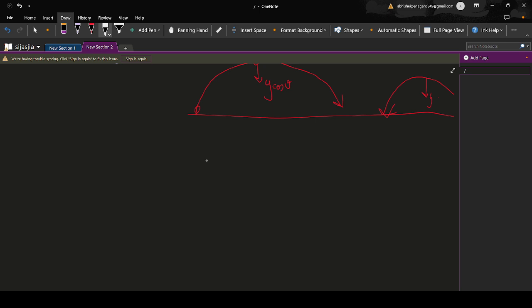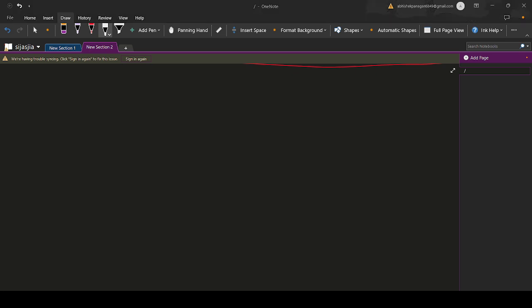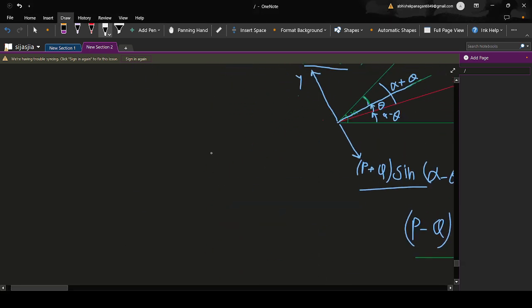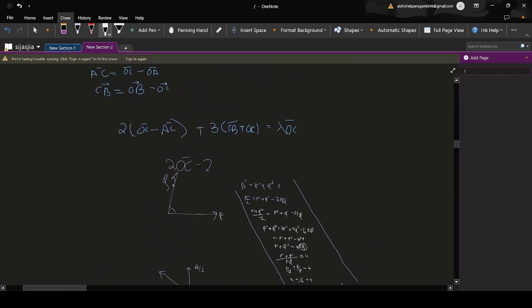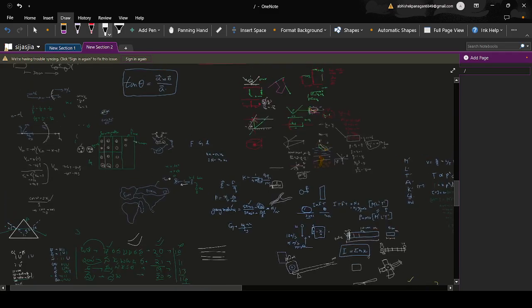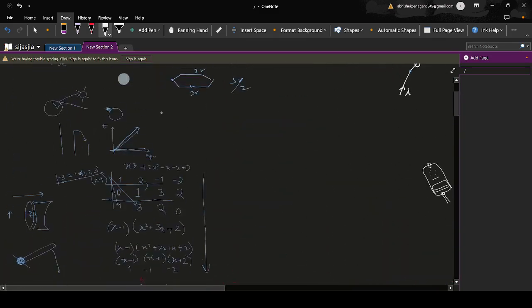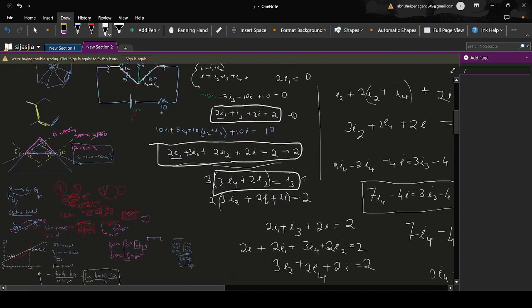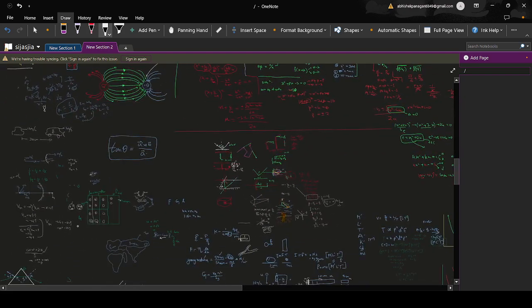Today I've been working on the mole concept from chemistry, so I thought, why don't I share what I'm doing? I'm an 11th grade student preparing for JEE right now. And you see, my notes are too messed up, but let's see what I can do with this.